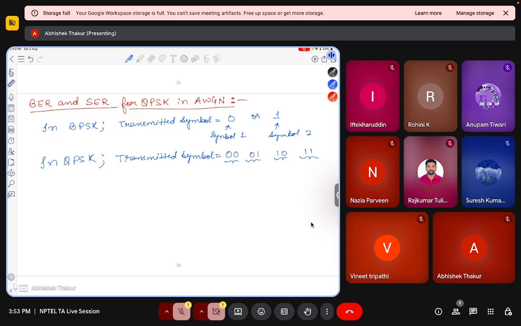So now let's suppose the transmitted bits are 0 0, and received is 1 1. So the number of bit errors is 2 here, but the number of symbol errors is only 1.